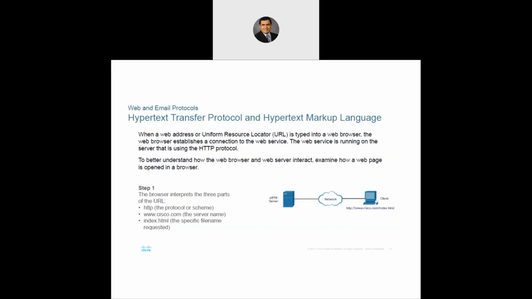Very simple. Step one, you open a browser and you type a URL. URL is a Uniform Resource Locator. First, you mention which protocol you use, http://. Then you type the server name, www.curtin.edu.my. Then you type the specific file name, index.html, which will take you to the main page.